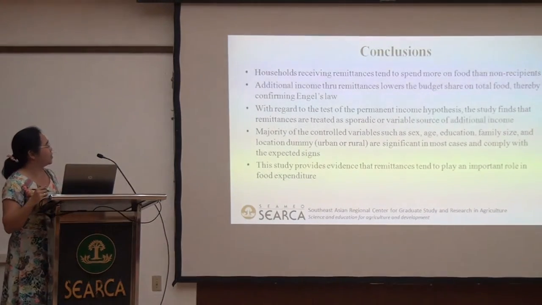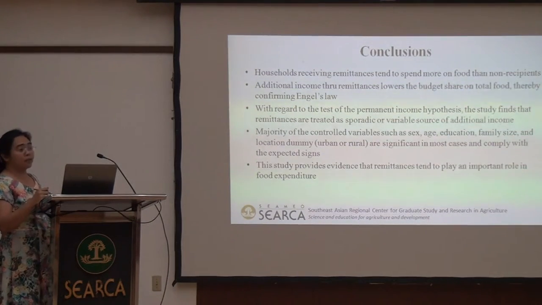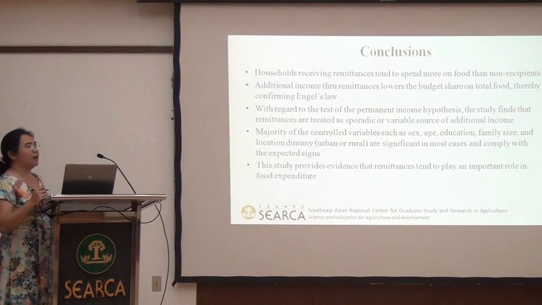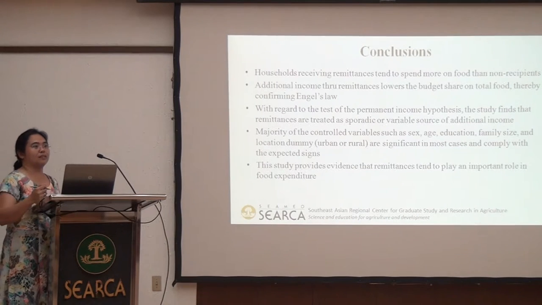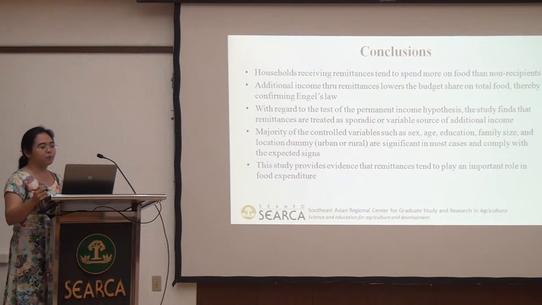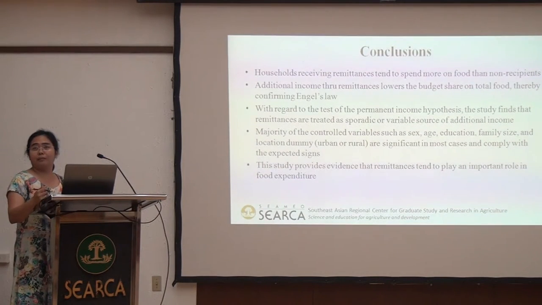And then additional income through remittances lowers the budget share of total food, thereby confirming Engel's law, except for sugar and fruits, because these are considered as special and not ordinary food. And then with regard to the test of permanent income hypothesis, the study finds that remittances are treated as a variable source of additional income, therefore it's not being spent for consumption smoothing like ordinary spending, but for more productive items or for investment purposes.